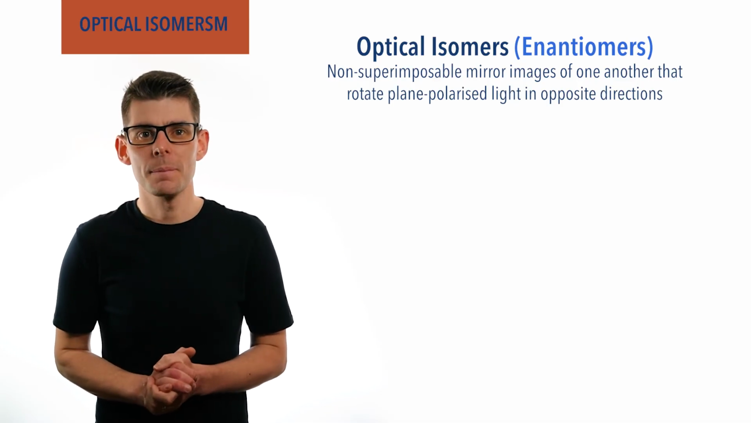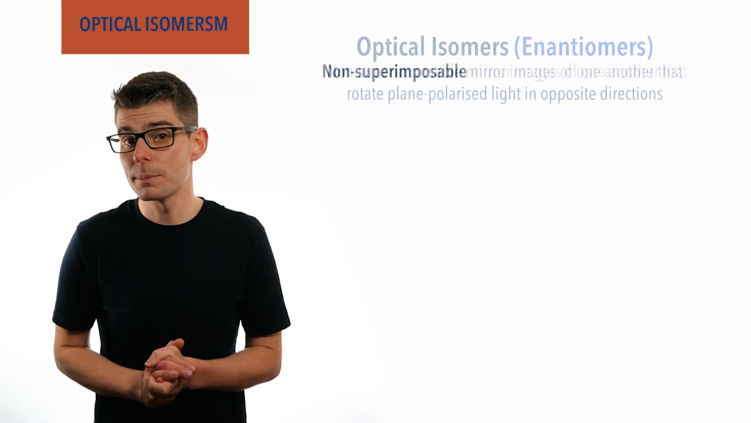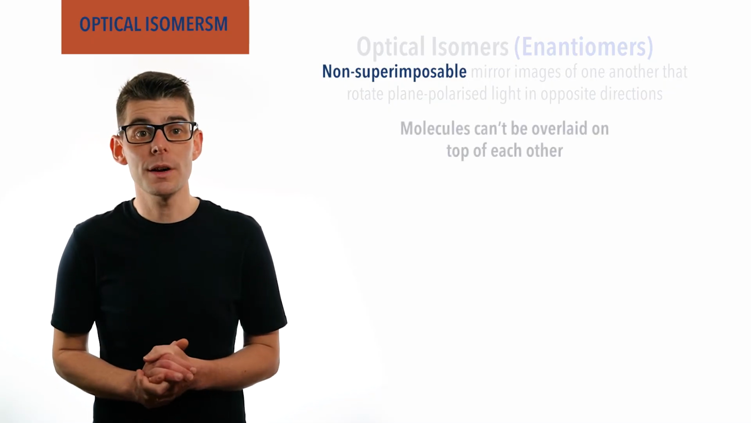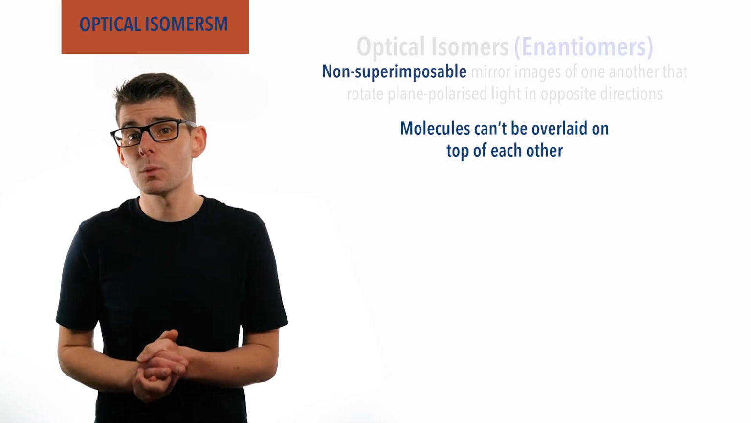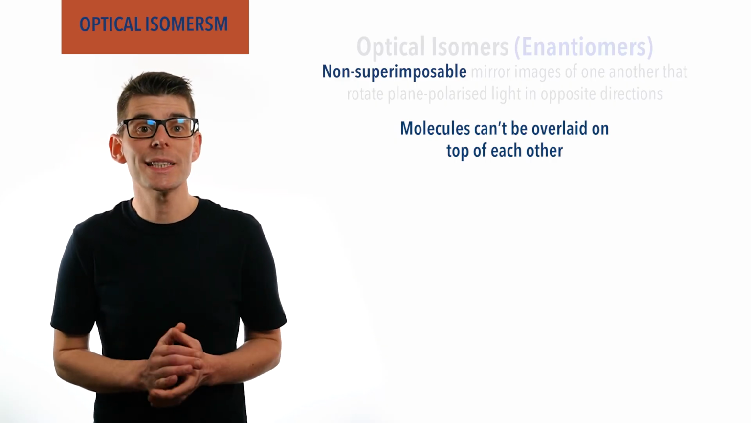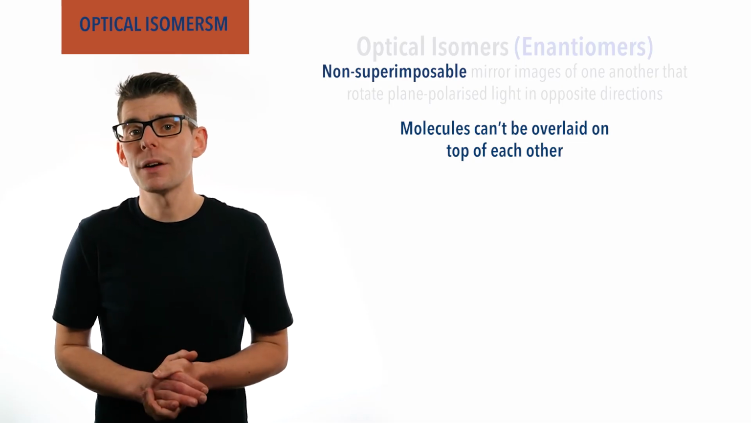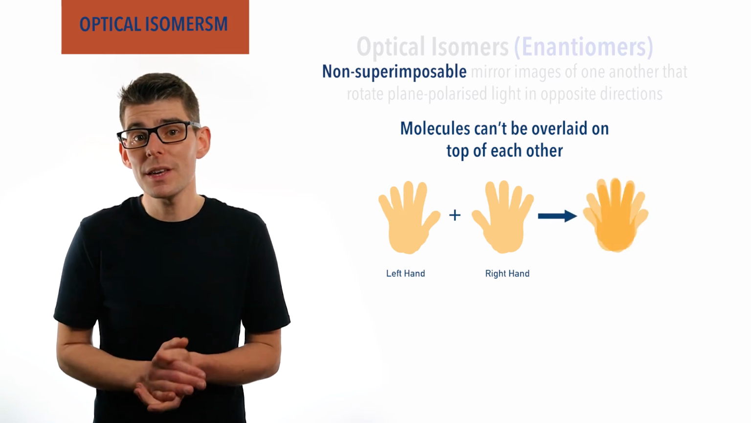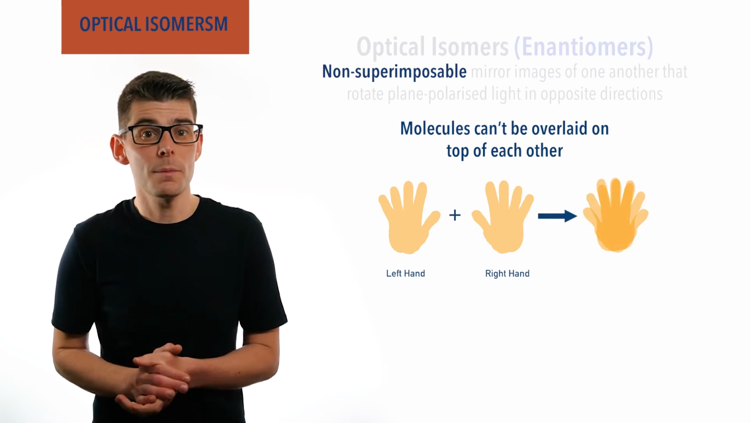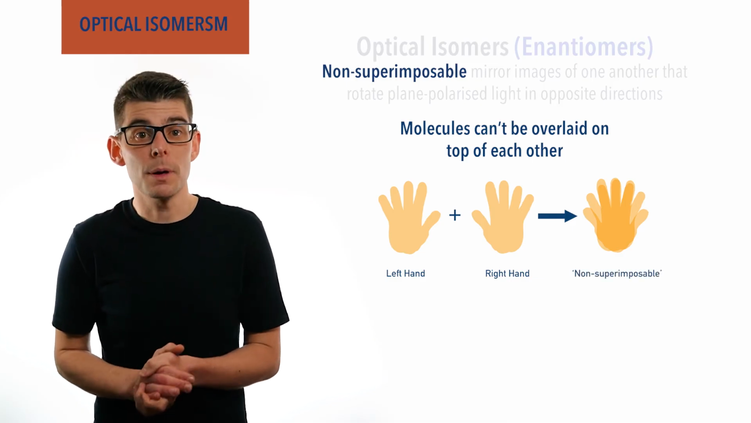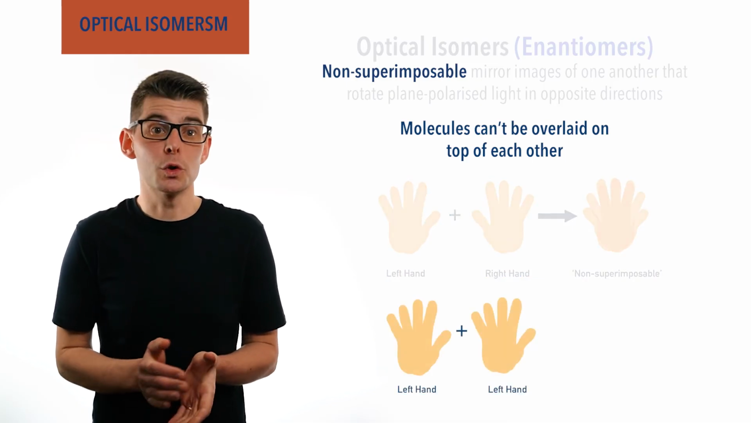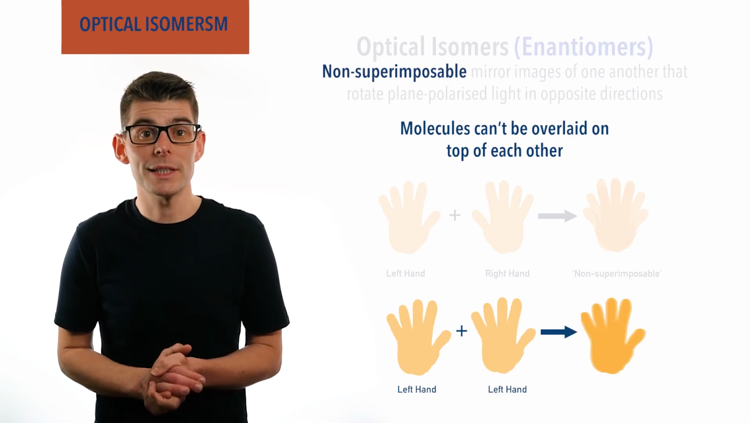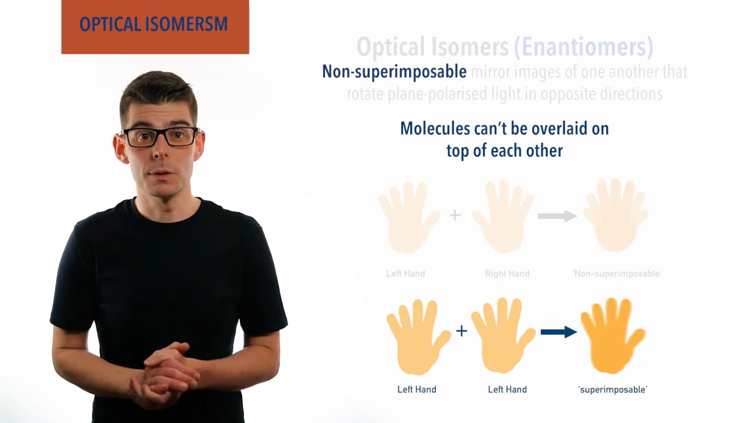Let's break it down. The term non-superimposable means that the two molecules cannot be perfectly overlaid on one another. In other words, you can't place one on top of the other and perfectly block it out. A bit like a left and right hand. You can place the right hand on top of the left, but the thumb and fingers don't rest on top of each other from each hand. They are non-superimposable. 2 left hands or 2 right hands, however, could be placed on top of each other, matching up perfectly. They would be superimposable.